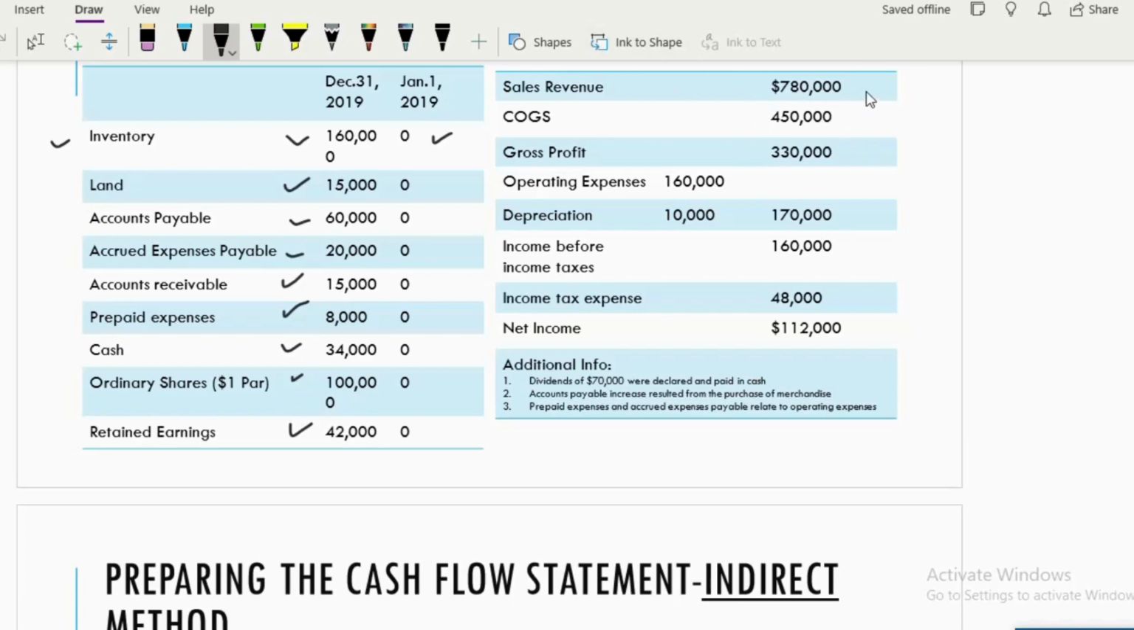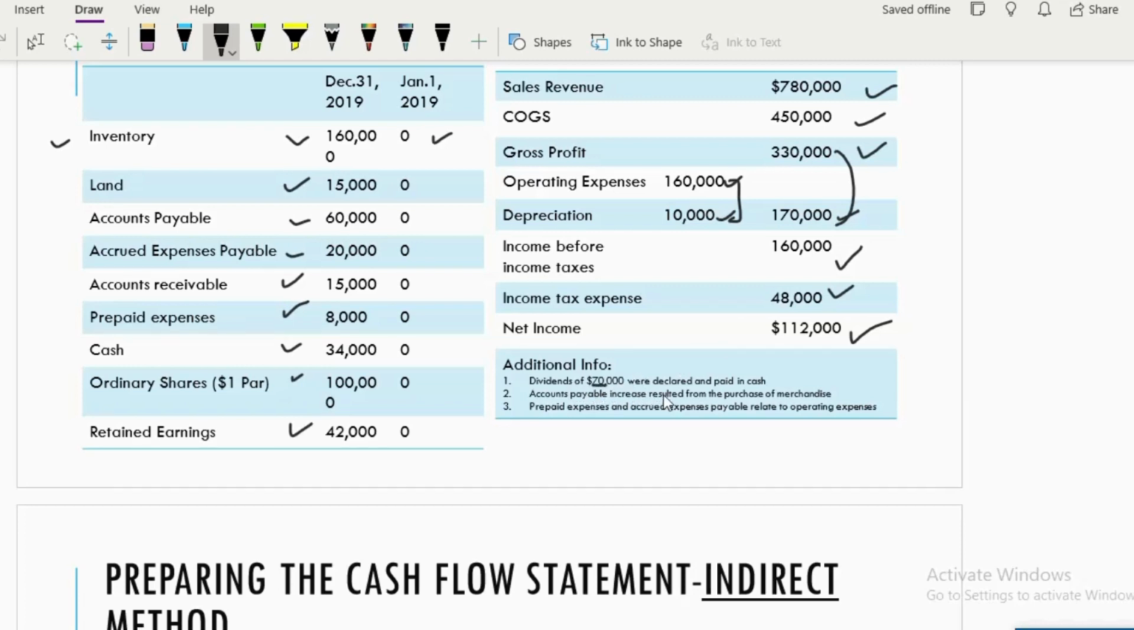This is the income statement side. In the income statement, the revenue was 780,000, cost of goods sold was 450,000. Then they have gross profit, that's 330,000. All the operating expenses are mentioned together as 160,000, but they have separated the depreciation out of it so that we can prepare the cash flow statement easily. The depreciation is 10,000, then 170,000 altogether, my total operating expenses. When I deduct them from the gross profit, I get income before income tax. Then we have charged the income tax, that's 48,000, and when we deduct the income tax, we get our net income. They have also provided us some additional information.